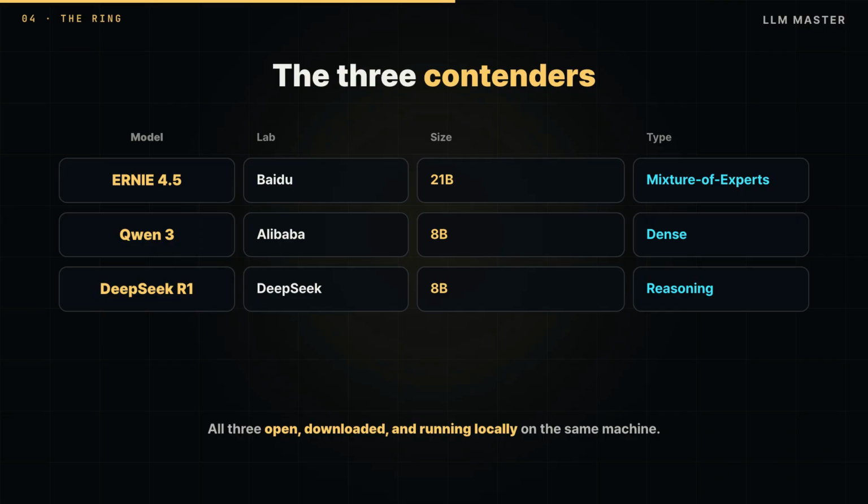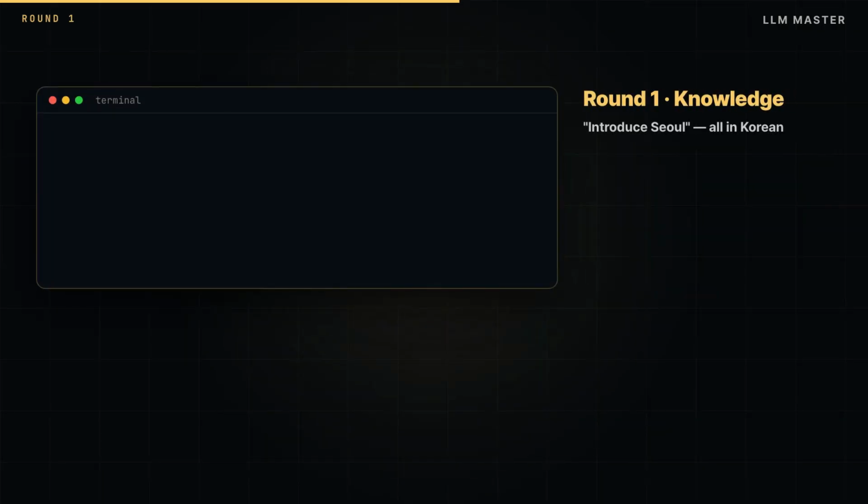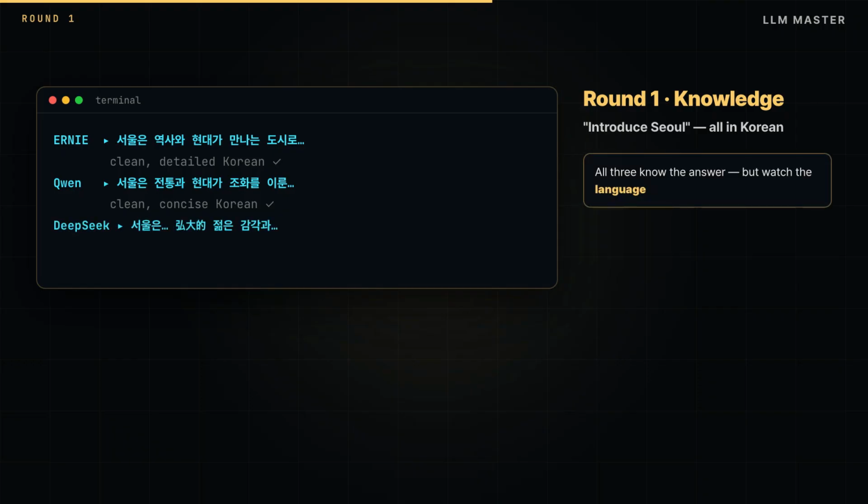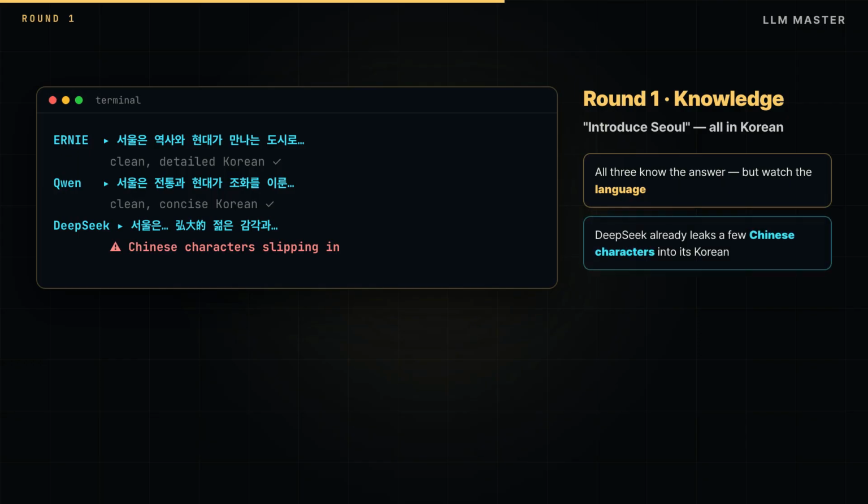3 rounds, general knowledge, coding, and a logic puzzle. Let's see what happens. Round 1, a simple Korean knowledge question. All 3 know the capital is Seoul, and all 3 write a decent introduction, but there's already a subtle difference. ERNIE and Qwen produce clean, fluent Korean. DeepSeek's answer is good too, but if you look closely, a few Chinese characters have quietly slipped into its Korean, just a hint of its origins leaking through. Small thing here, but keep watching.